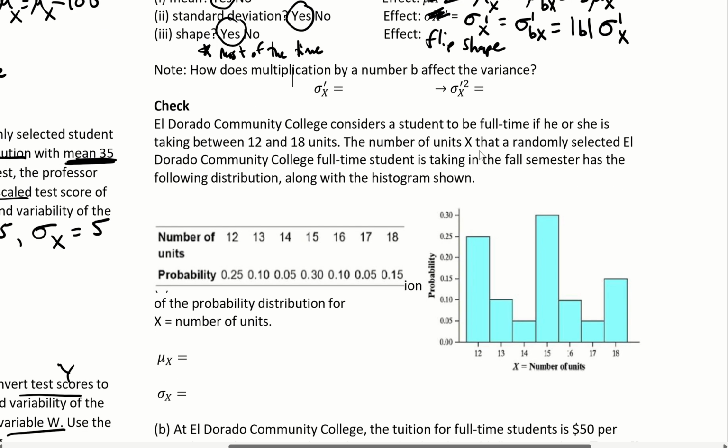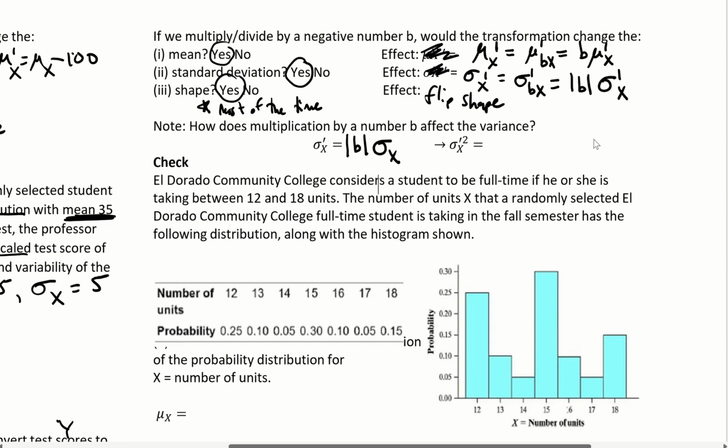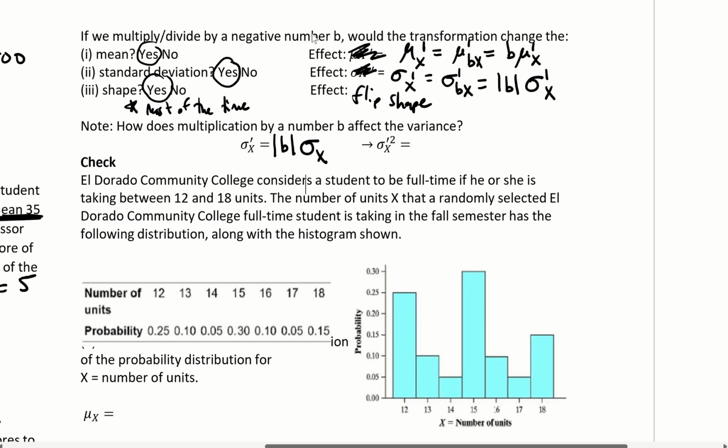All right, so note, how does multiplication by number b affect the variance? So we talked about how it affects the standard deviation, right? We said that it would be the absolute value of b times the sigma of x. So now that we know what that transformation does, and of course, this is for multiplication, obviously do the same thing for division. So I said multiply or divide by a number b.